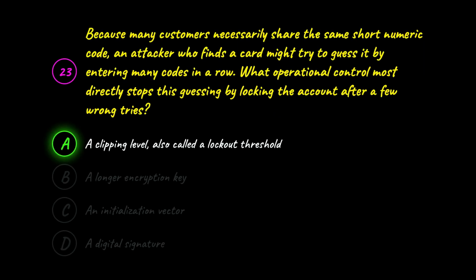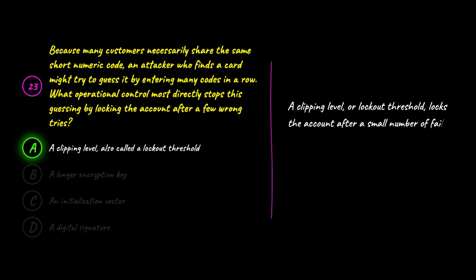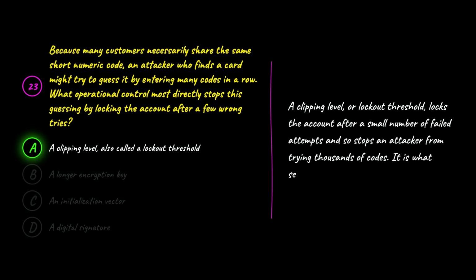The correct answer is A, a clipping level, also called a lockout threshold. A is correct because a clipping level, or lockout threshold, locks the account after a small number of failed attempts and so stops an attacker from trying thousands of codes. It is what separates honest human error from a brute force attack.